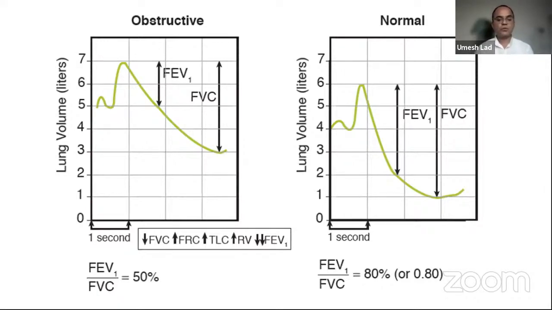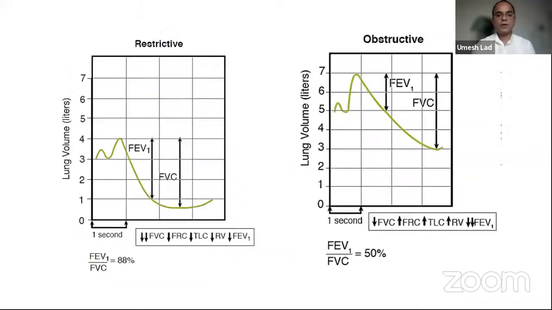And then we'll go into the next thing, that there are two major obstructive disorders which we need to differentiate. One is asthma and another is COPD. COPD is chronic obstructive pulmonary disease. Okay, so we will come to how you can differentiate between them by looking at the flow volume loop.